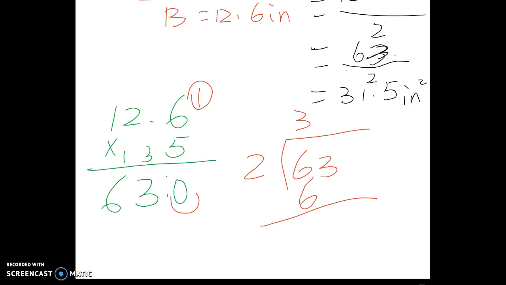And then we get 0. We pull this 3 down. And 2 into 3 once. We have 2 times 1 is 2. Minus, we get a 1. What should we do? We put a decimal point here. And then we can add a 0. So 2 into 10, 5 times, and then we do not have a remainder. So that's how we get the 31 5/10 inches squared.